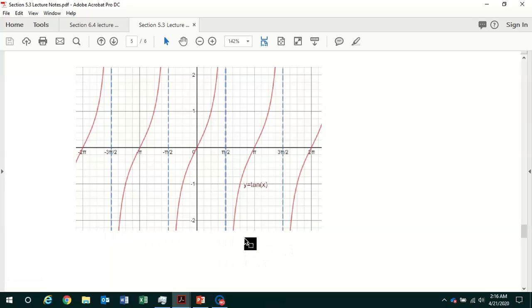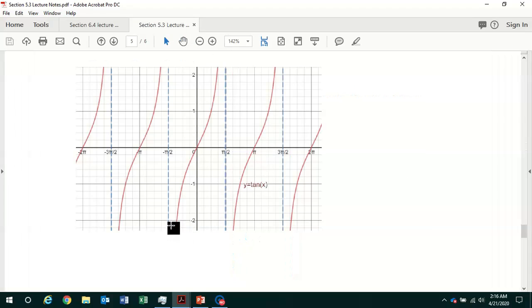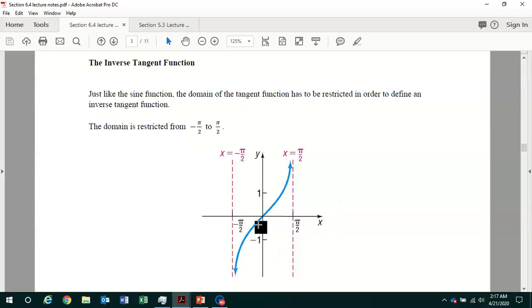So the tangent function is not a one-to-one function. But mathematicians way back when wanted an inverse tangent function. So what they did was they kept this part of the graph of the tangent function right here from minus pi over 2 to plus pi over 2, and then they threw everything else away. And so this is what we have right here in blue, the part of the tangent function from minus pi over 2 to plus pi over 2.